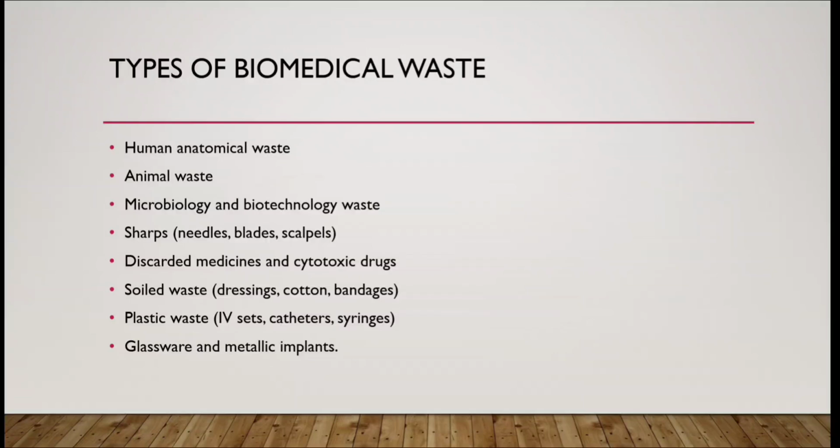The next, we are going to discuss the types of biomedical waste. The main types of biomedical waste are human anatomical waste, animal waste, microbiological and biotechnological waste, sharp waste which means needles, blades and scalpels, discarded medicines and cytotoxic drugs, solid waste which means dressings, cotton, bandages, plastic waste which contains IV sets, catheters, syringes, and glasswares and metallic implants.